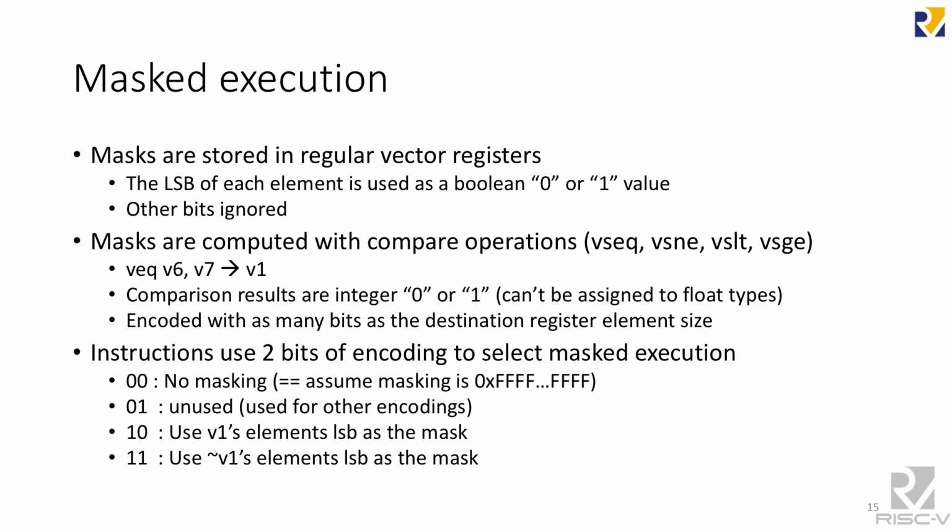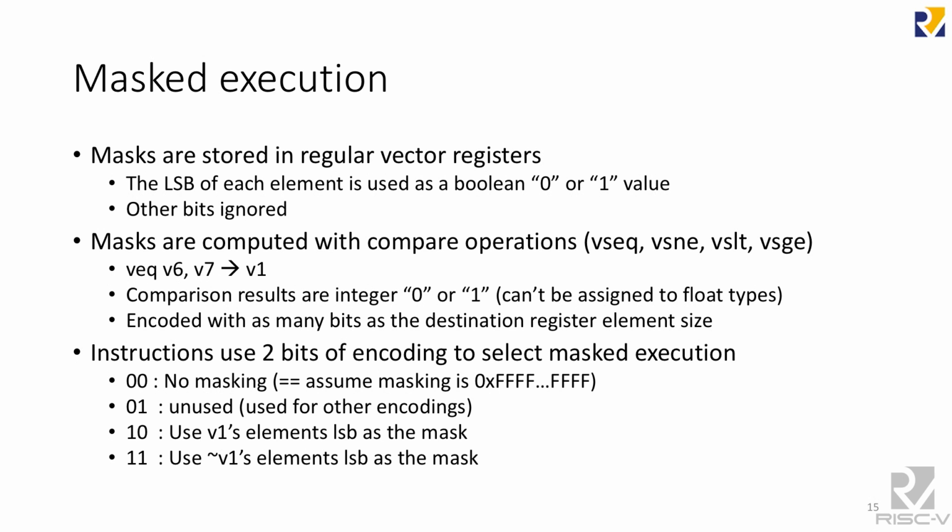Now, some of you will complain, oh my God, you're wasting 32 bits to remember 1 bit. That's unacceptable. We think it's actually a very good thing. It simplifies the ISA a lot. It's going to make you happy when you're building the vector unit. Trust me. So basically, you do vector equal V6, V7, and you put the result in V1. And you get a vector of zeros or ones. That's all you do.